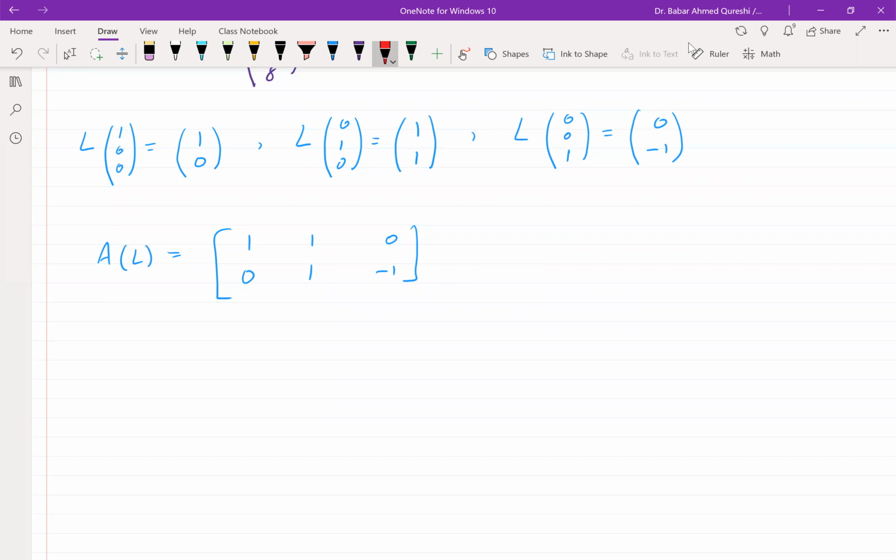And again, we can check if I apply it to an arbitrary vector in R3, what do I get? The matrix product gives me 1 times x plus 1 times y plus 0 times z, x plus y, and 0 times x, 1 times y minus 1 times z, which is what you wanted.